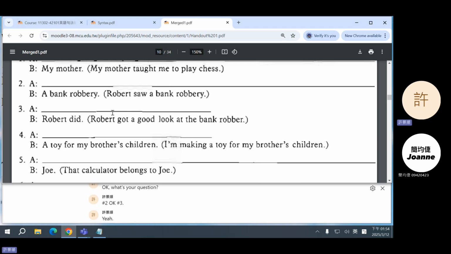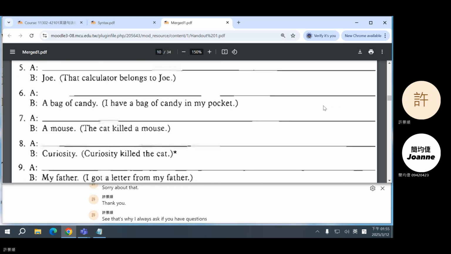Oh, you're right. So it should be... it's asking about a person. You're right. So it should be "Who got a good look at the bank robber?" Sorry about that. Thank you. See, that's why I always ask if you have questions. Okay, great. Number 6.